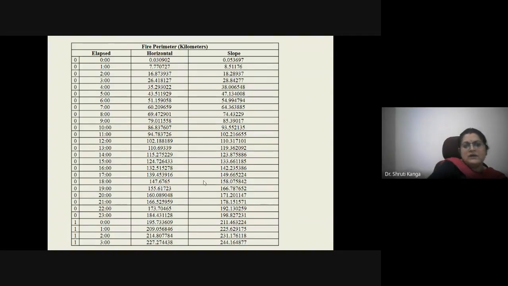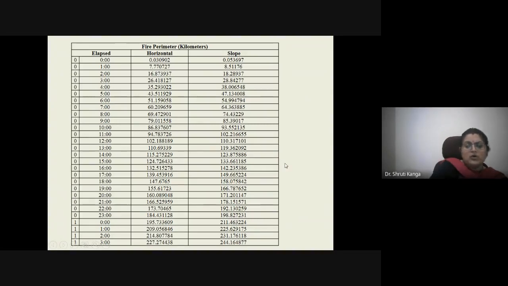Now this is the time frame of one hour. If the fire spreads on horizontal ground, there will be 7.7 kilometers of perimeter loss. If it is a sloping area, then it will be 8.5 kilometers of spreading of fire. So you see that with the increase of hours, it will increase. If we stop it here itself, only 7.7 square kilometers of area will be under this risk, the rest we can save.